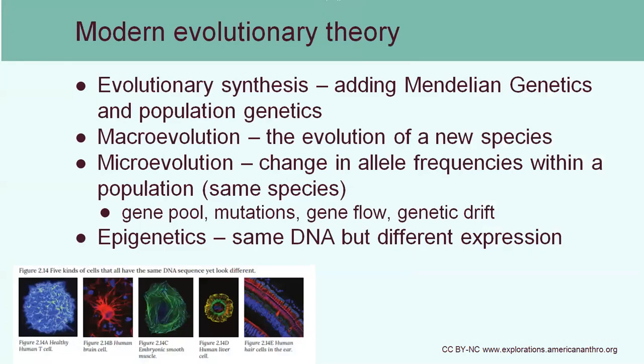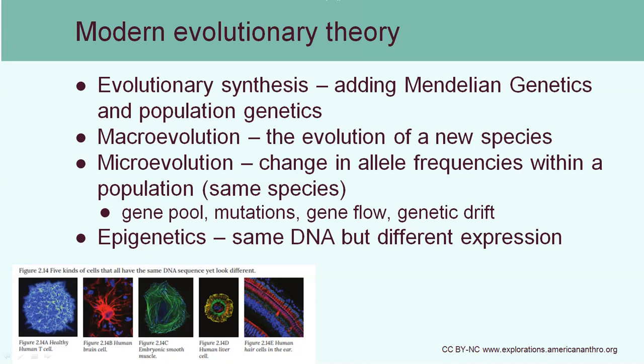So now let's look at modern evolutionary theory. The evolutionary synthesis is basically a combination of Darwin's theory of natural selection and adding genetics to it. So we were able to add something called Mendelian genetics, which we'll talk about more later. There's a man called Gregor Mendel who studied inheritance patterns, and he looked at things like dominant and recessive genes. Maybe you've heard of that. So dominant traits versus recessive traits. We also have something called population genetics. And so the combination of all of that information creates a new modern synthesis.